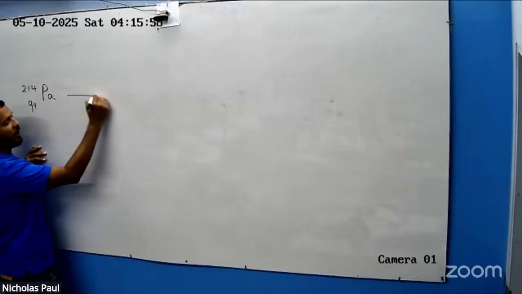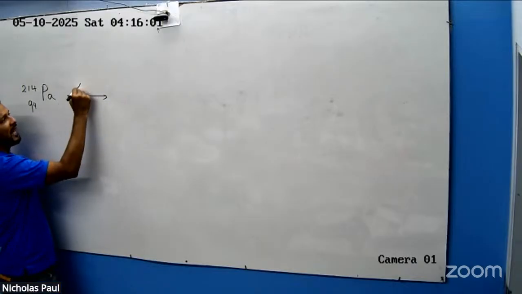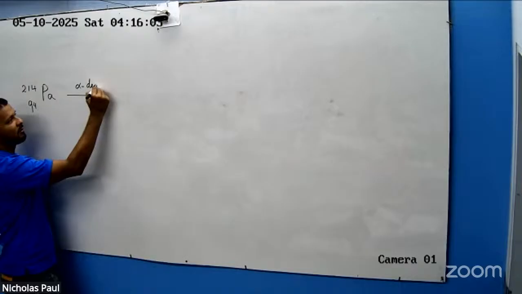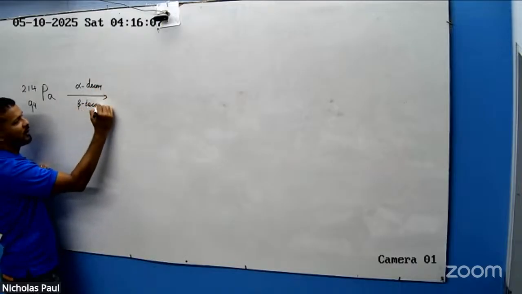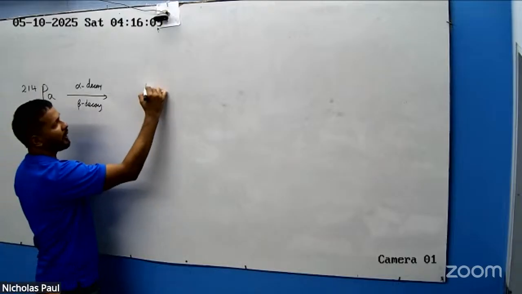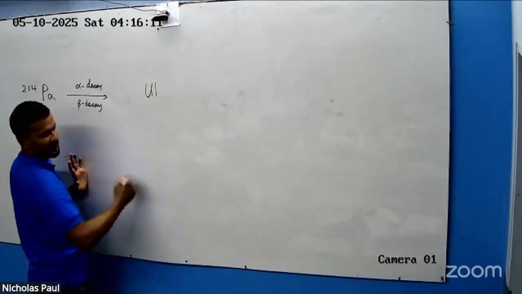Right, so 92, 214, here's what it underwent. It underwent an alpha decay, and it's going to undergo a beta decay. And it's going to become some particle named UL. I don't know what that is.